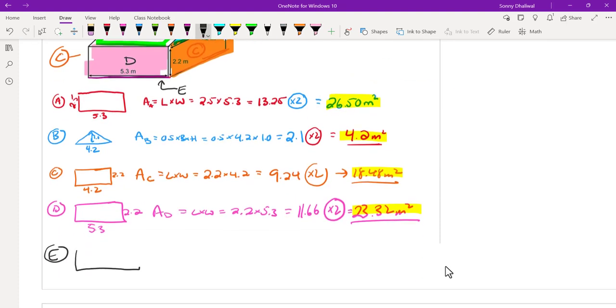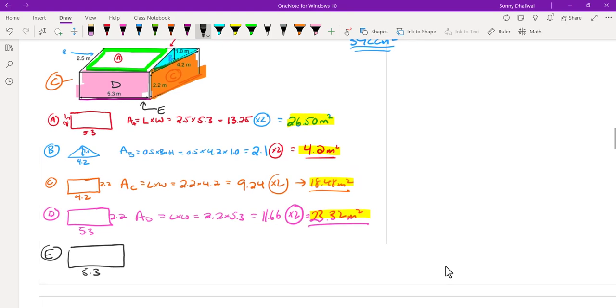E is 5.3 in one direction. How big is it in the other direction? 4.2. All right. So area of E, length times width, 5.3 times 4.2. So how much? 22.26. And there is only one of these, right? There's only one on the bottom, so no multiplying by 2, no multiplying by 3.